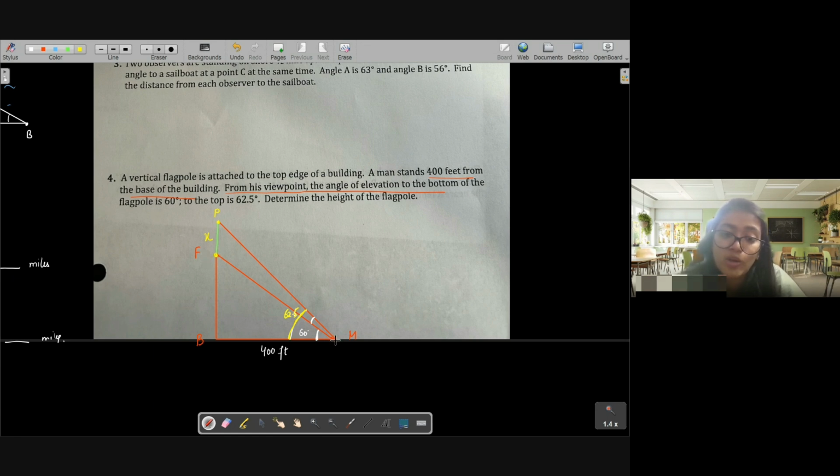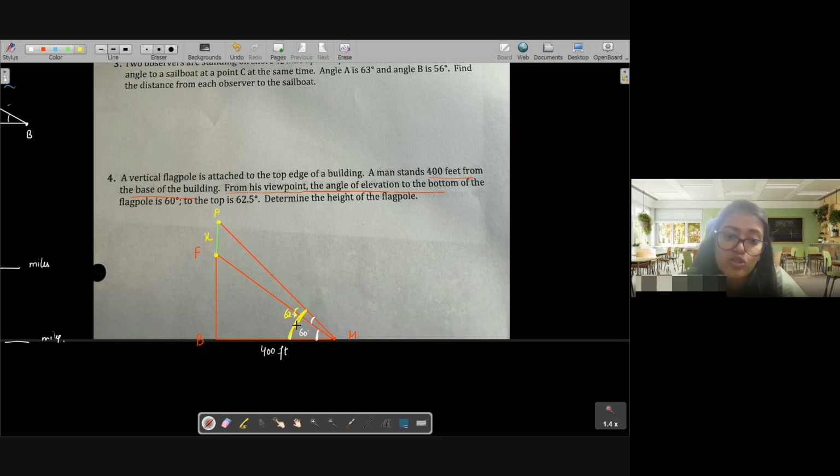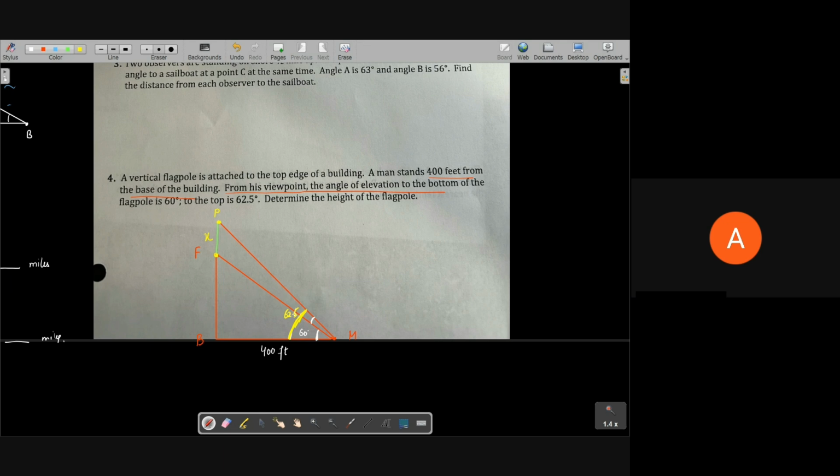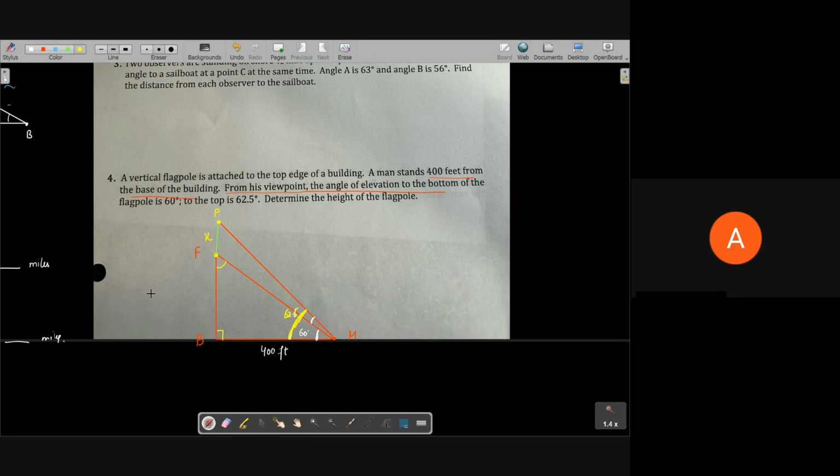When this man is looking at the bottom of the flagpole, he's looking at point F, so he's making an angle of 60 degrees. And when he's looking at the top of the flagpole, he's making an angle of 62.5. So the yellow angle, 62.5, is the angle of elevation to the top. Okay, this angle is 90. What will be this angle? If that's 90 plus 60, that's 30 degrees.